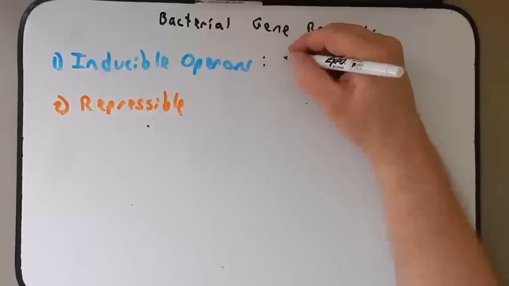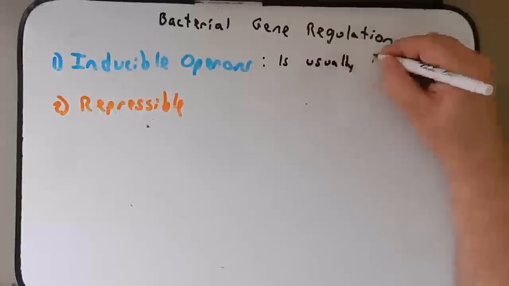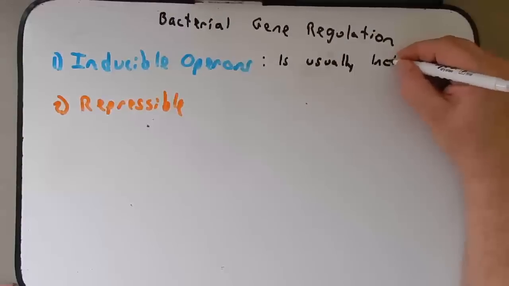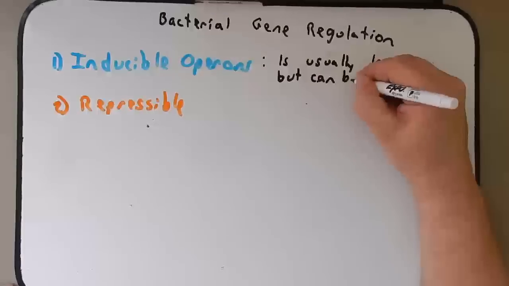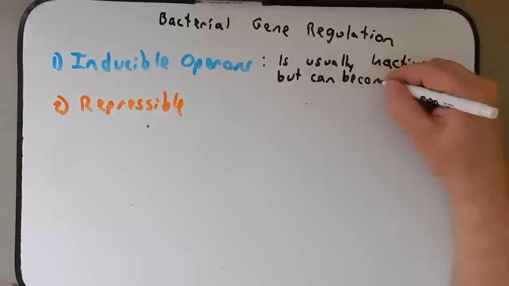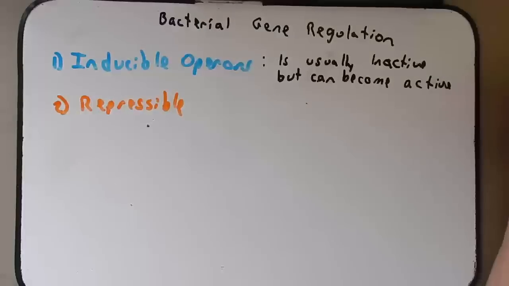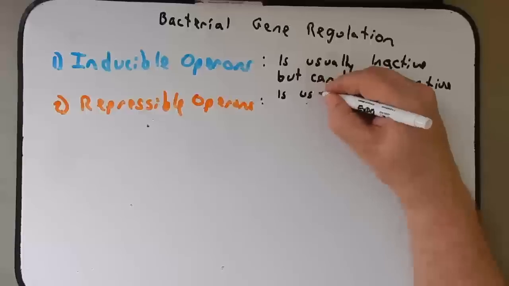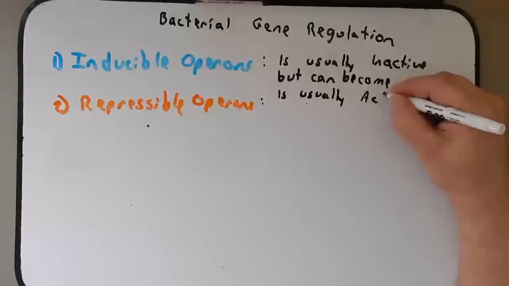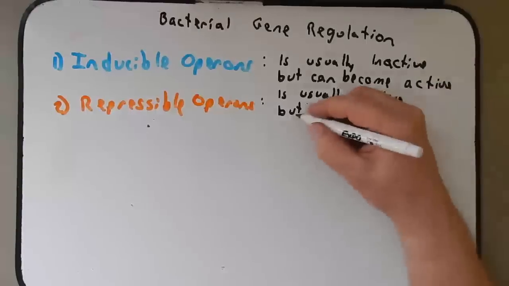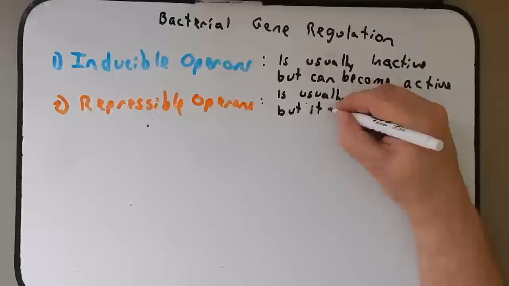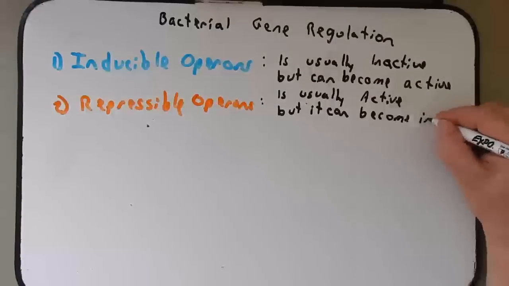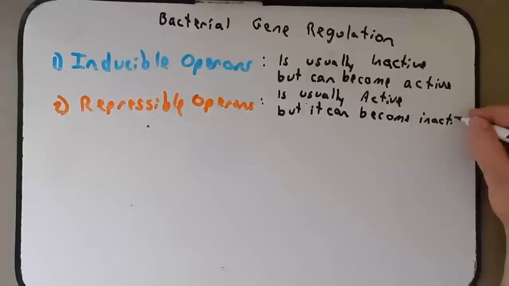An inducible operon is usually inactive, meaning it is turned off, but can become active or turned on. Now, a repressible operon is usually active, meaning the genes are turned on, but it can become inactive, meaning the genes can be turned off.